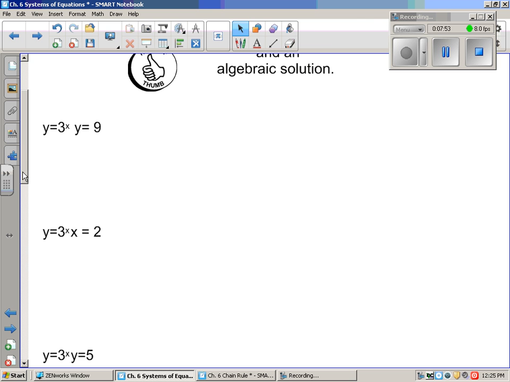3 to the x and y equals 9. Let's try this out. The first graph, let's just do this. What does 3 to the x look like? What does that graph look like? Just draw it. What does it look like? That's that one that kind of starts by the x-axis and swoosh right up, okay? So everybody draw that 3 to the x.